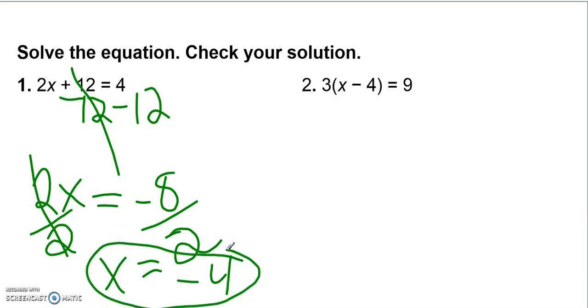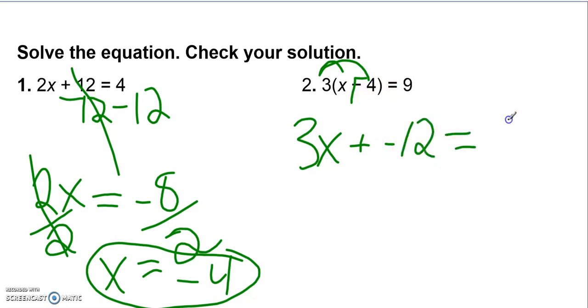Okay? And then here I have to distribute whoop-de-whoop. I always say that, whoop-de-whoop. First I'm going to do my whoop-de, which is 3 times x, which is 3x. And then I'm going to do my whoop. And then so that's 3 times negative 4. Don't forget to add up because that makes it less confusing. So 3 times negative 4, so it's plus negative 12, and that equals 9. So now we have something that looks like this. We just had to distribute first. You always have to distribute first.